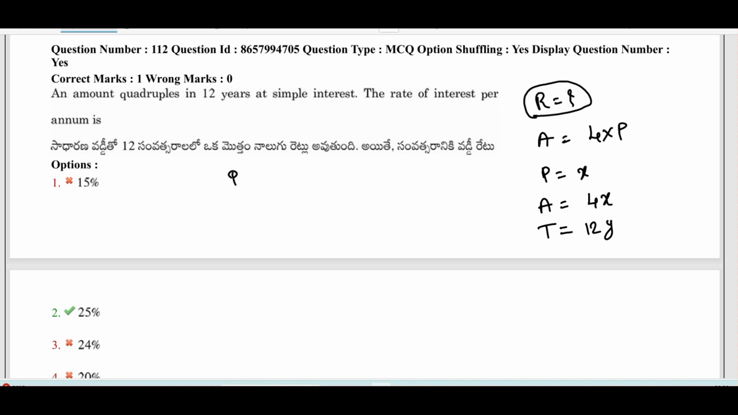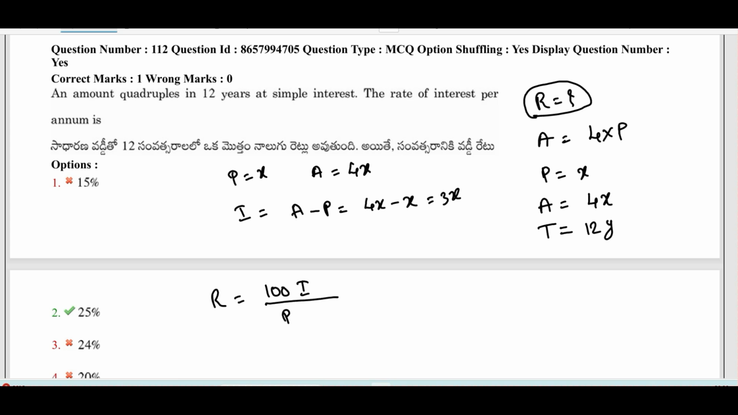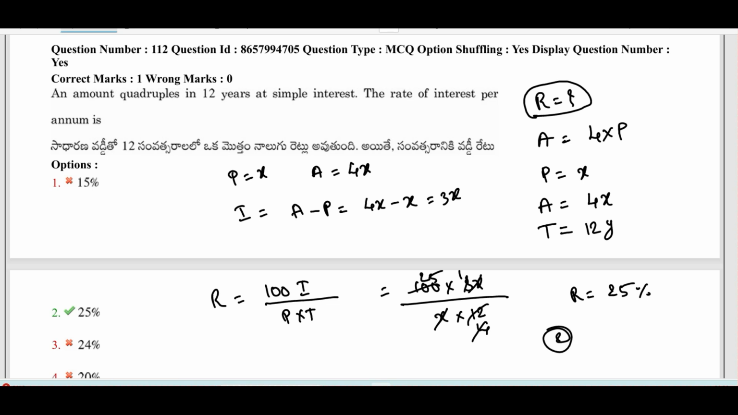In this case, we know the principal as x and the amount as 4x. Then how to find the interest? Interest is equal to amount minus principal, that is 4x minus x, that is 3x. Now, what do we need to find out? Rate of interest. The rate of interest formula is 100 into simple interest by principal into time. That is 100 into simple interest 3x by principal x into time 12. X gets cancelled. 3 1 the 3, 4 the 4, 1 the 4, 4 25 the 25. So, the rate of interest is 25% per annum. That is the second option, the correct answer for this question.